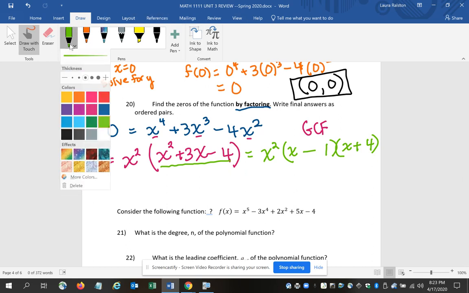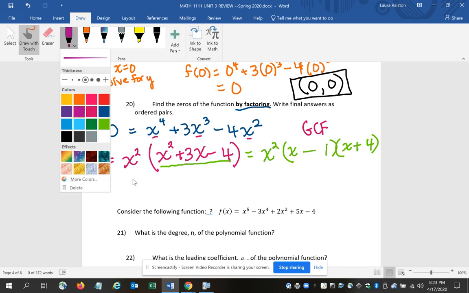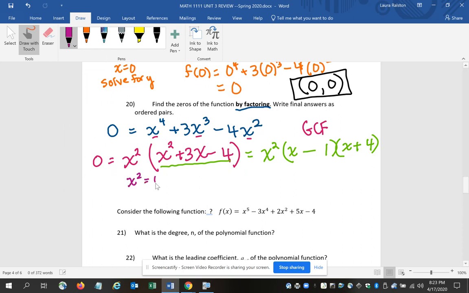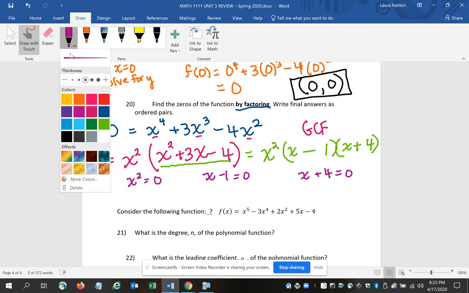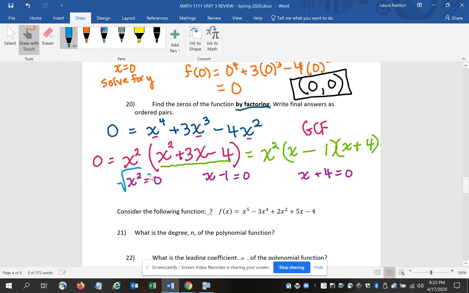I then know that one of those pieces, either x squared had to be 0, x minus 1 had to be 0, or x plus 4 had to be 0. And if I solve each of those respectively for x, I'm going to get my answers. I'm going to square root both sides to get rid of the square, realizing that it could be positive or negative. Add 1. So x equals 1. Subtract 4 from either side. So x equals negative 4.